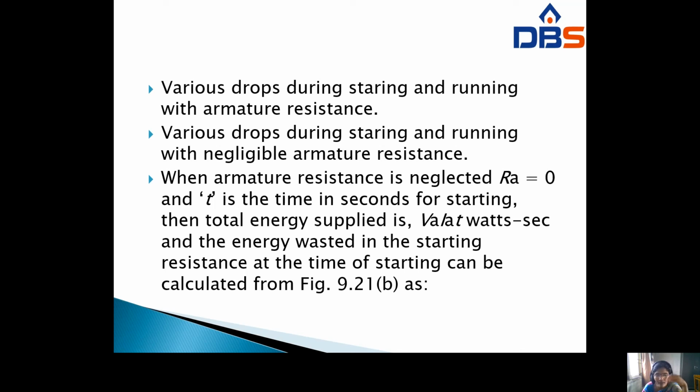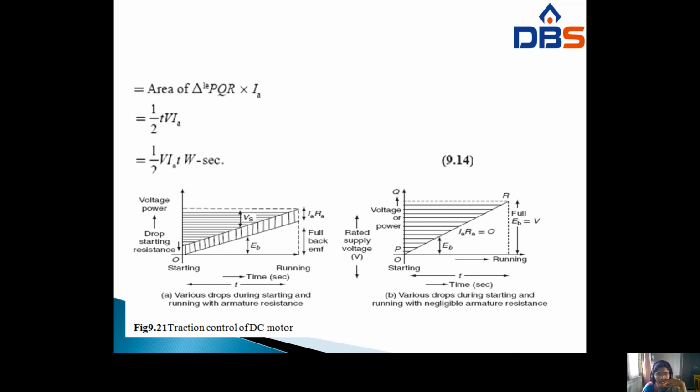So at that time the total power wasted in the starting resistance occurs. The total energy supplied is VIa watts per second. So here there will be power loss in the resistors, and that power loss will be calculated. This is the starting, and this will be running. This is the drop during the starting resistance.